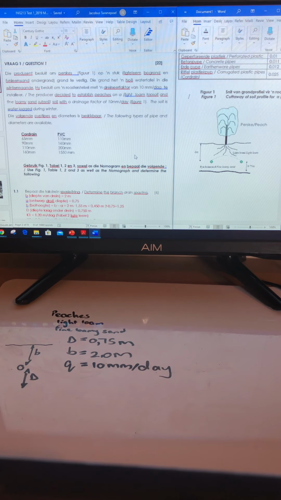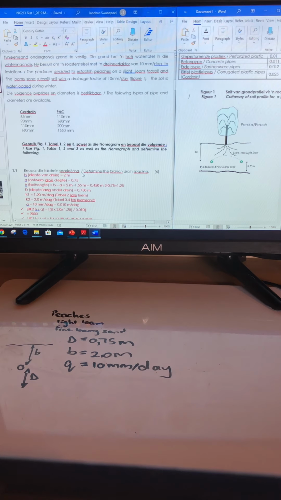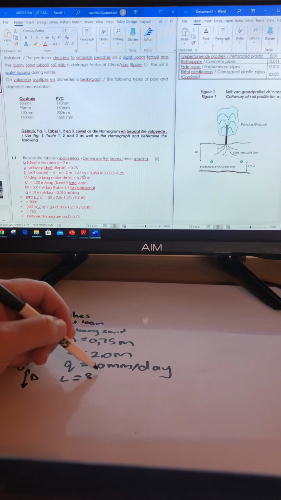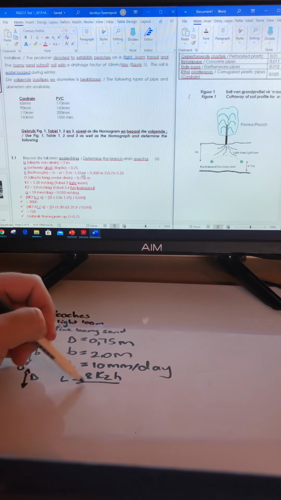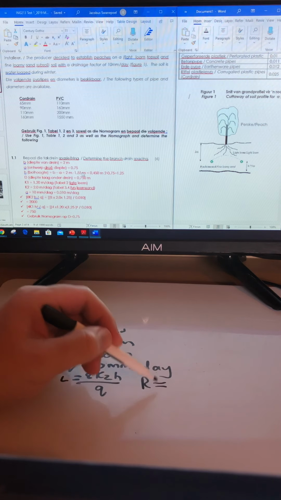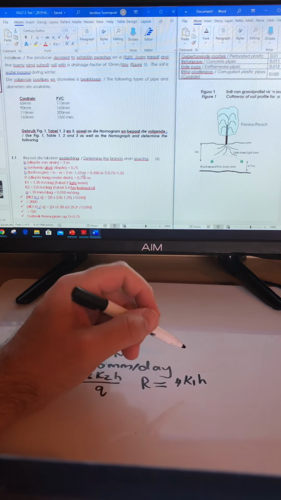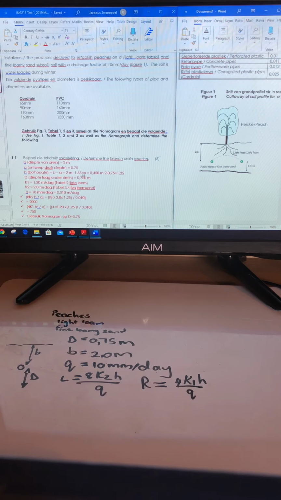In order to determine the spacing of the drains, you need to be able to calculate two specific formulas. For the left-hand side, it is 8K2H on top of Q, and for the right-hand side, it is 4K1H divided by Q. At the moment, if you look at all of these values, the only one that you have for these equations is Q.